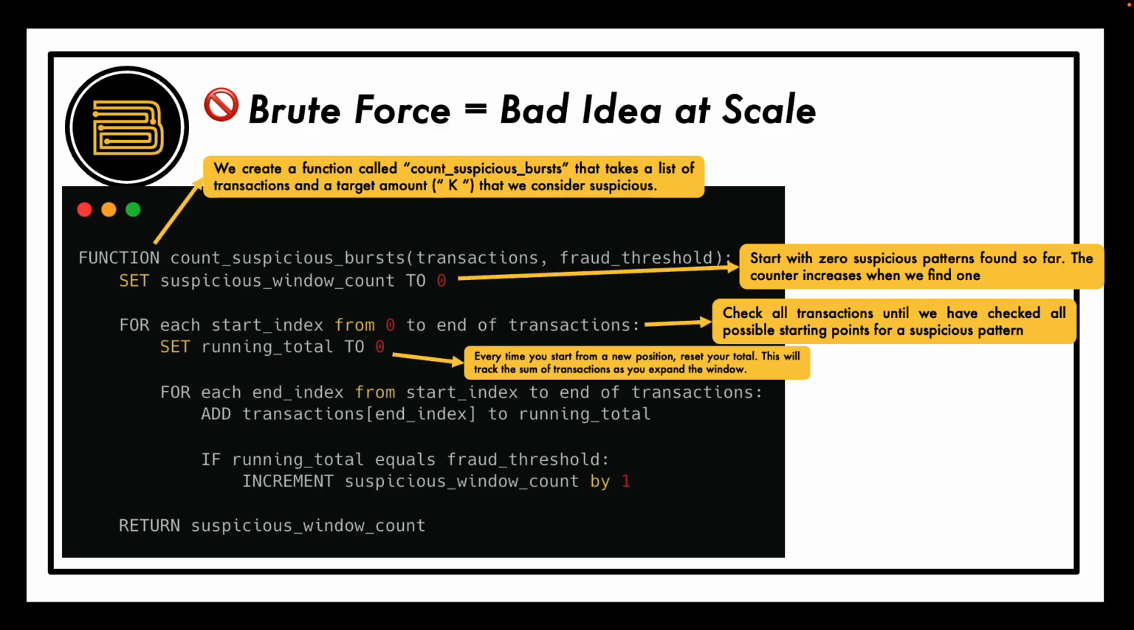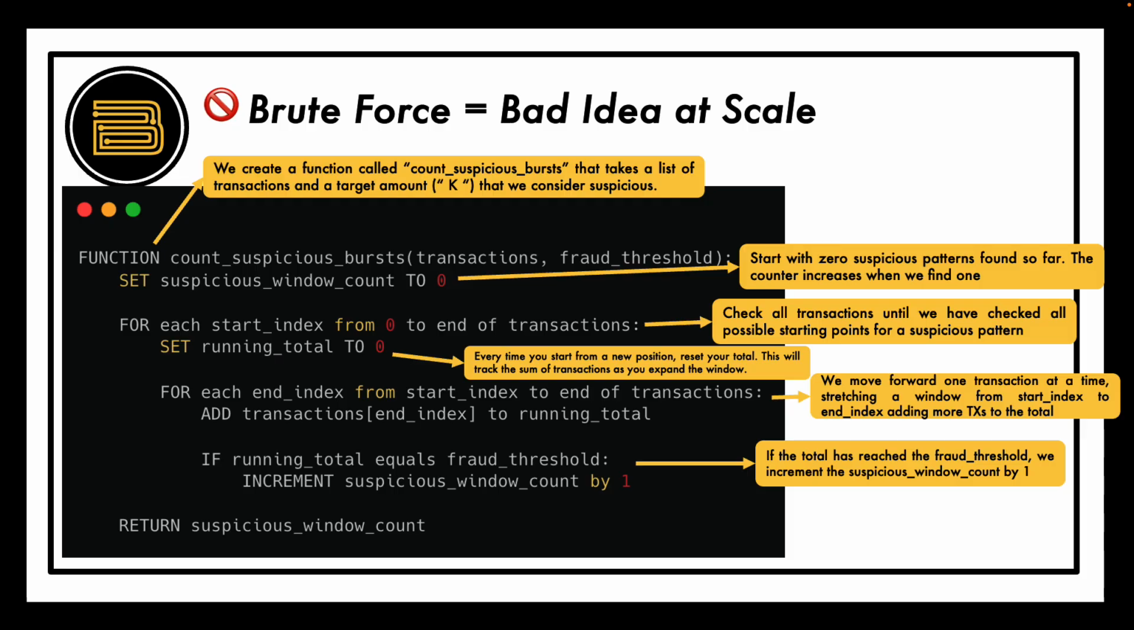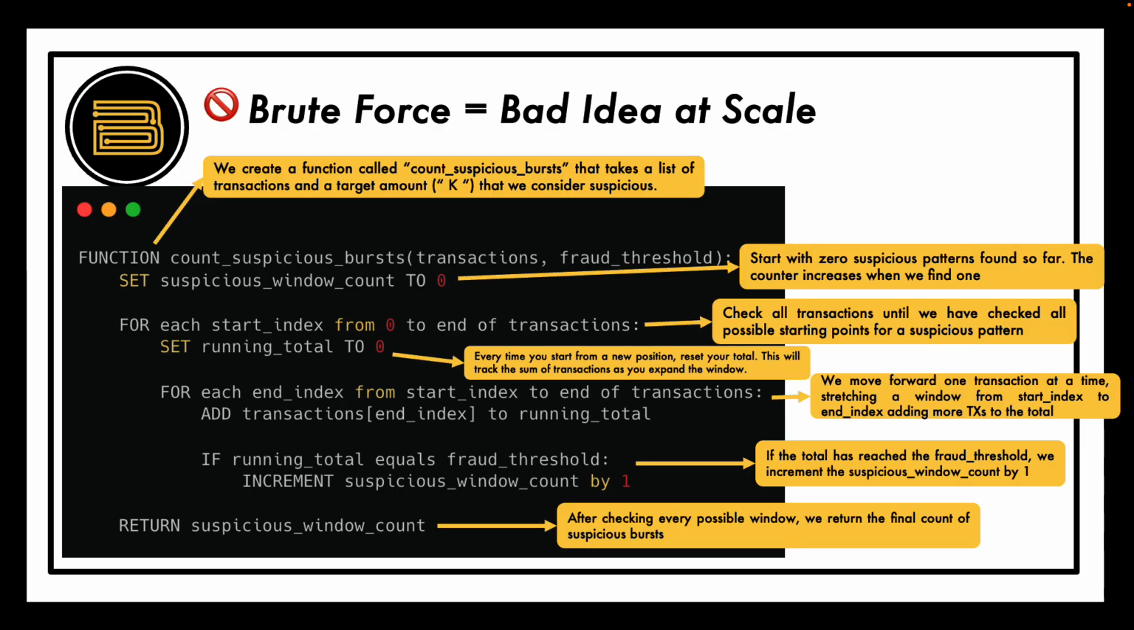This will track the sum of transactions as you expand the window. Then we move forward one transaction at a time, stretching a window from start index to end index, adding more transactions to the total. If the total has reached the fraud threshold, we increment the suspicious window count by 1, and after checking every possible window, we return the final count of suspicious bursts. So let's go ahead and look at Python code.